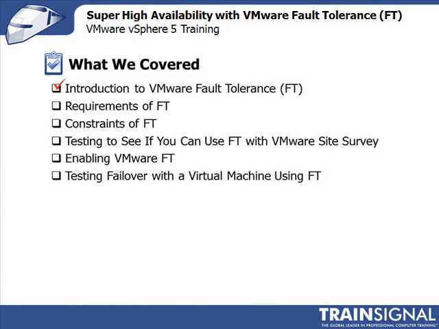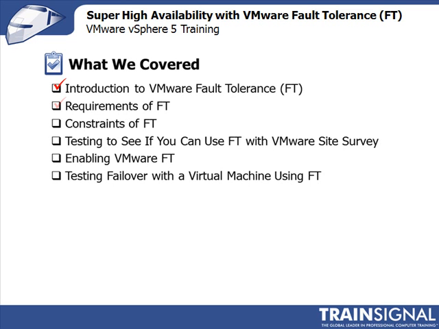We started off by giving you an introduction to what VMware fault tolerance is. It's like VMware High Availability, but at a much higher level. It's extreme availability, or VMware calls it continuous availability, because even though a physical ESXi server may fail, that virtual machine protected by fault tolerance is just going to keep on running, and the end users are never going to know the difference.